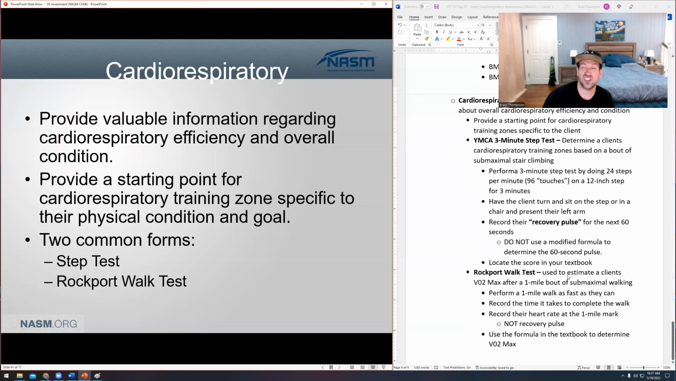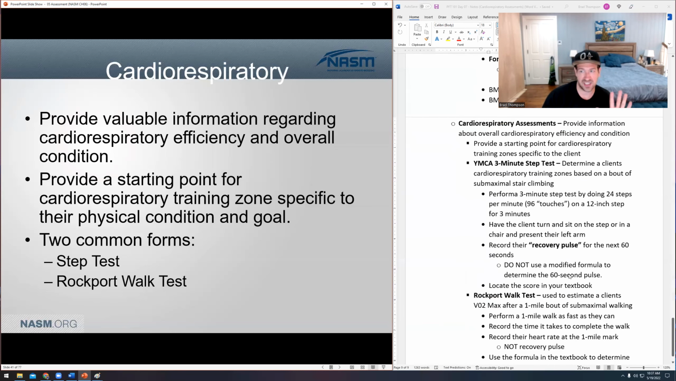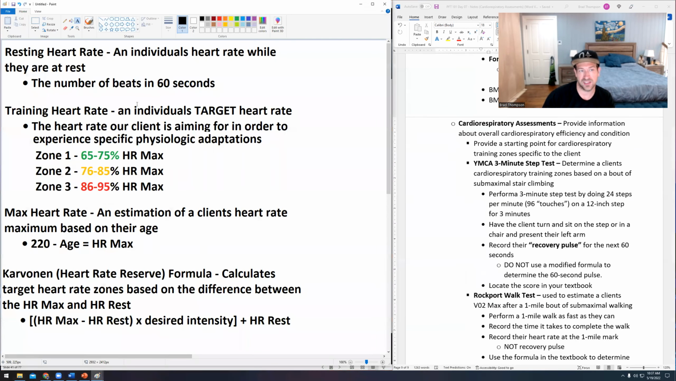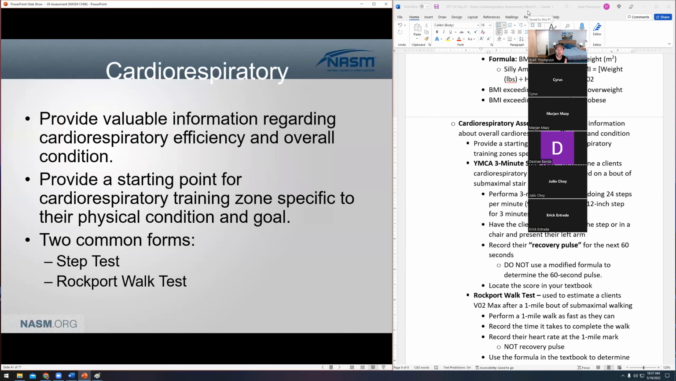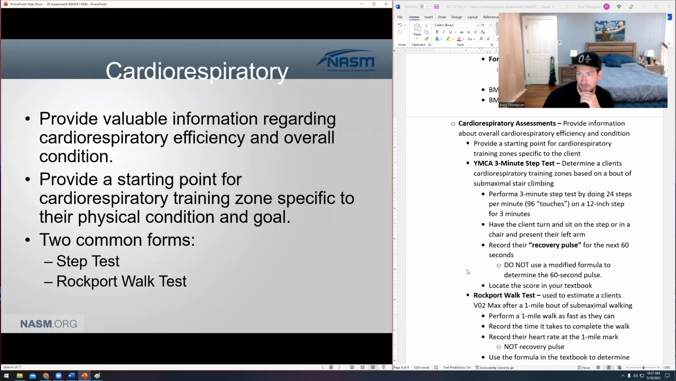Okay, we got 2 more assessments to look at. This is the easy stuff. It's not so bad. So, cardio assessments. We looked at all this formula stuff earlier, right? We calculated out what our clients' zone 1, zone 2, and zone 3 is. So the only thing we got to determine now is which zone to give them. Which cardio zone should I give my client?